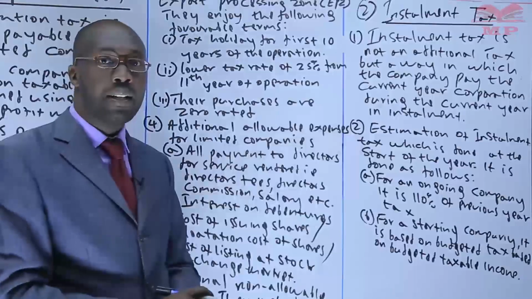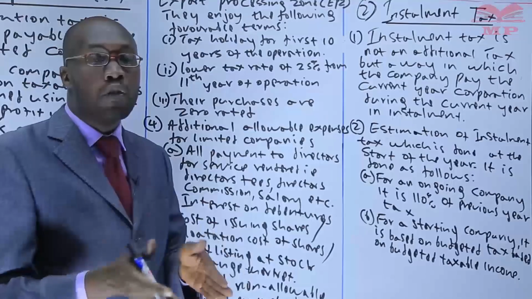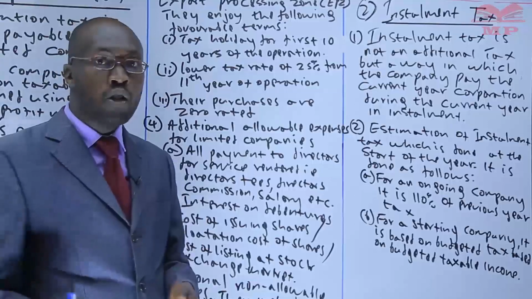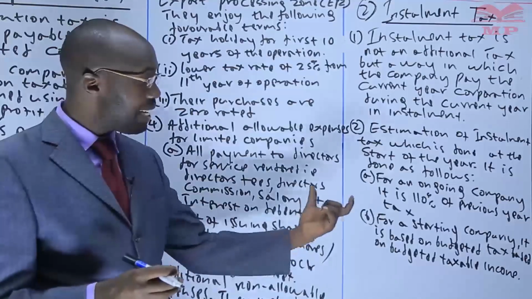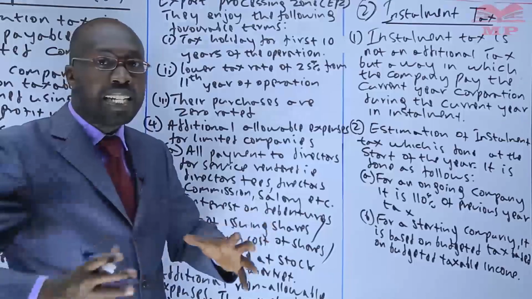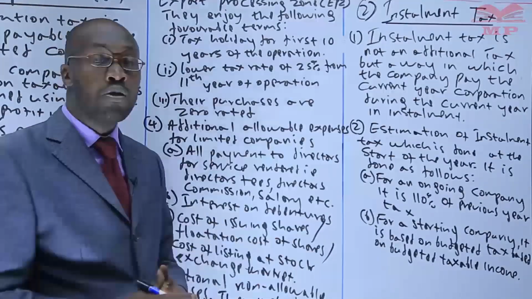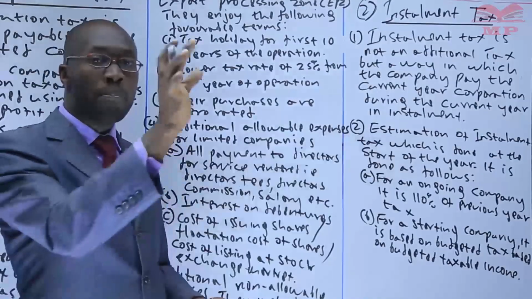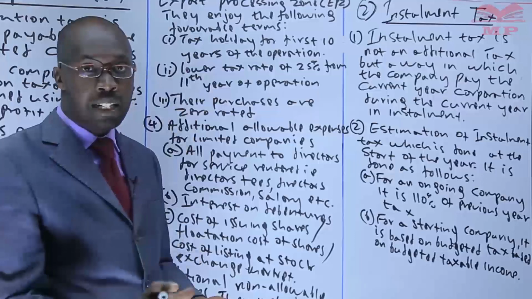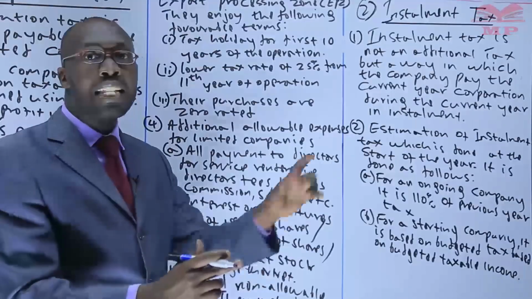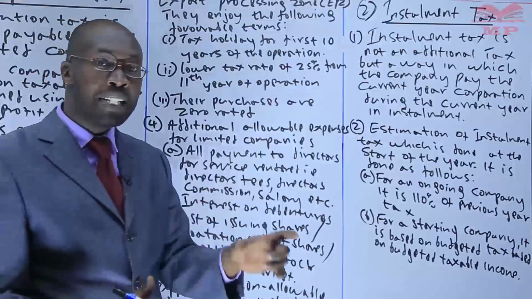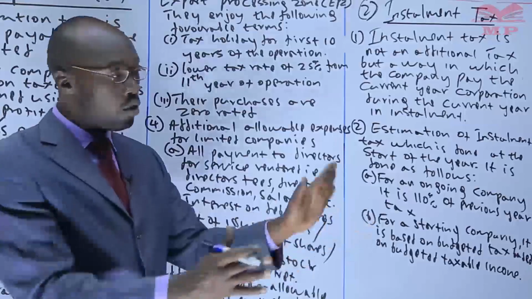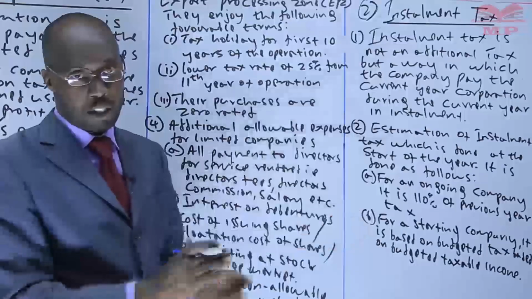For a starting company, for example, that company that started on 1st of January 2021, it doesn't have a previous year from which it can take 110%. So it normally does what we call budgeted tax. So it has to determine how much tax it is supposed to pay in that particular year. And how do they determine the budgeted tax? They use the budgeted taxable income. Once the company prepares the budgeted income statement, we can adjust it to get the budgeted taxable income. And from the budgeted taxable income, we multiply by the corporation tax rate to give us the budgeted tax it is supposed to pay. So once that is done, then it is paid in that particular year.